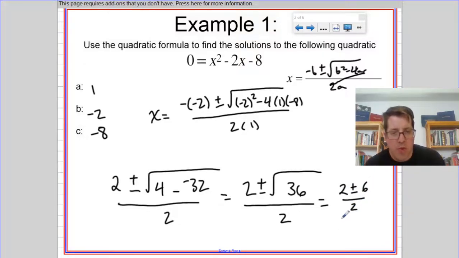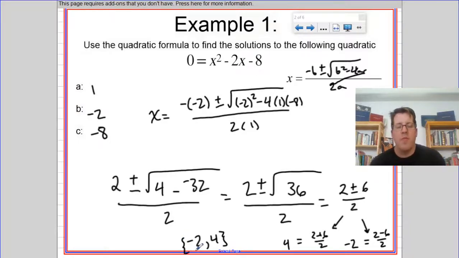Now, as we've done before, we're going to split this into two equations. 2 plus 6 over 2 and 2 minus 6 over 2. You've used the plus or minus before. 2 plus 6 is 8. 8 over 2 is 4. 2 minus 6 is negative 4. Negative 4 over 2 is negative 2. So I get those answers, negative 2 and 4.